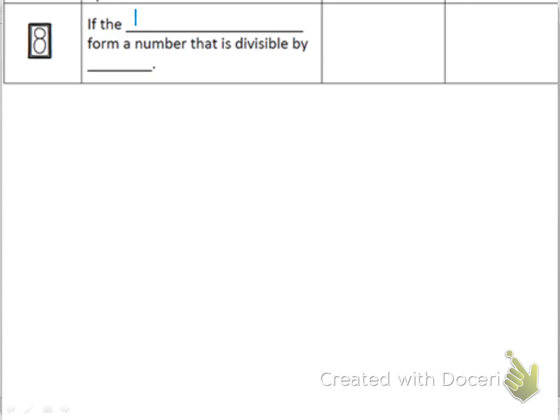Okay, 8. If the last 3 digits form a number, they should say digits. I'm going to have to write it down below. It's not letting me write it there. Digits. That goes up here. If the last 3 digits form a number that is divisible by 8, then the number is divisible by 8.